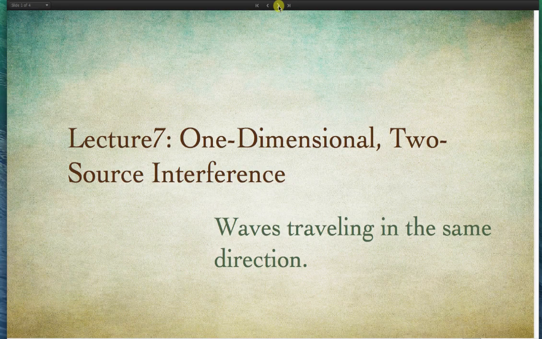This lecture looks at one-dimensional two-source interference. So we have waves, we have two sources, each giving off a wave that travels along the x-axis. And then we'll look at how the waves overlap and how they interfere. Do they interfere and give something bigger, or do they interfere and give something smaller, totally cancel each other out? How do we figure all this out?